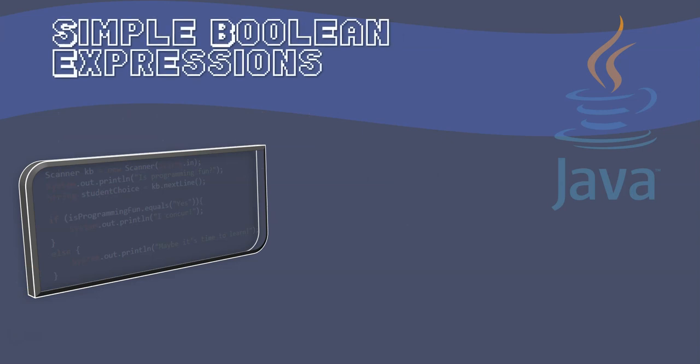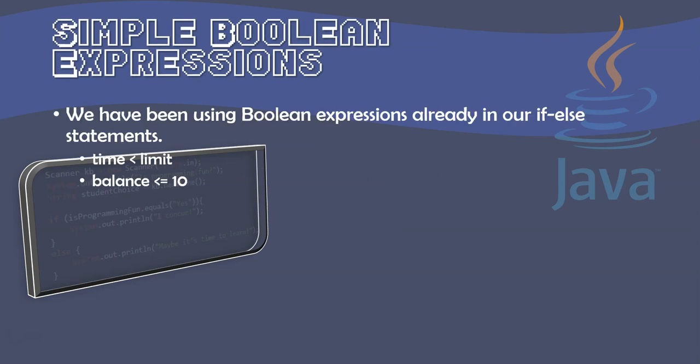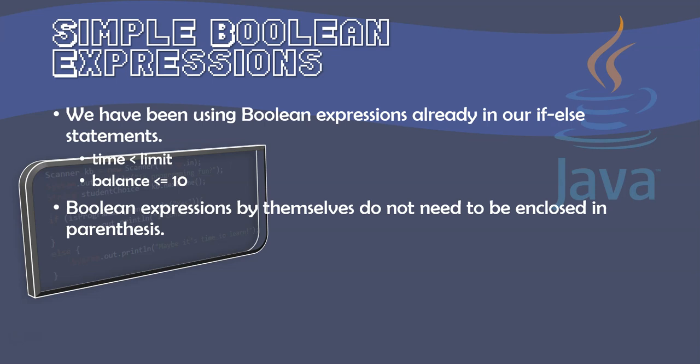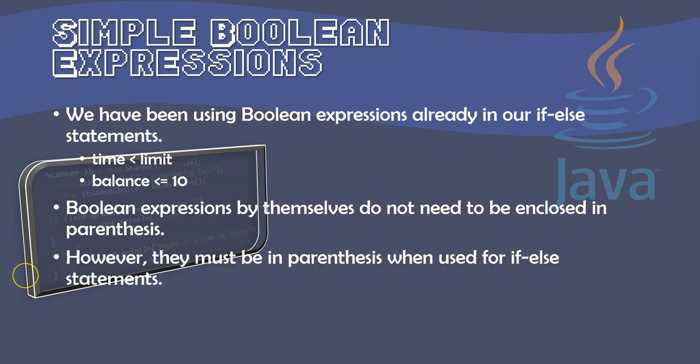Now when we start evaluating some of these simple Boolean expressions, we have done this so far with our if-else statements. Time is less than limit, balance is less than or equal to 10. When we look at Boolean expressions by themselves, these do not need to be enclosed in parentheses. So if I were to say Boolean is true and I have time is less than limit equal to that, I would not have to encapsulate that in a set of parentheses. But if I use a Boolean expression inside of an if statement, because of how if statements are set up, we have to make sure that Boolean expression is inside parentheses. Again, this is nothing that we haven't seen so far, but it's a good refresher to understand how these mechanics work.